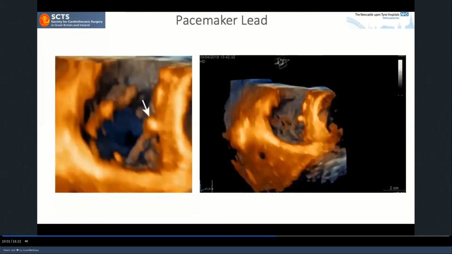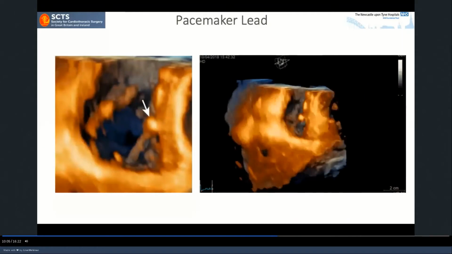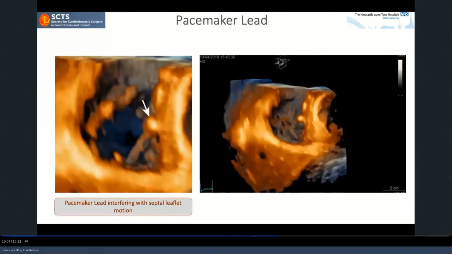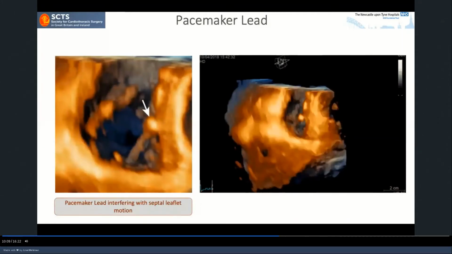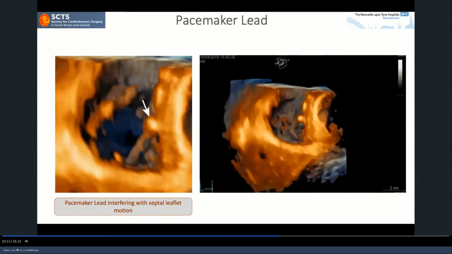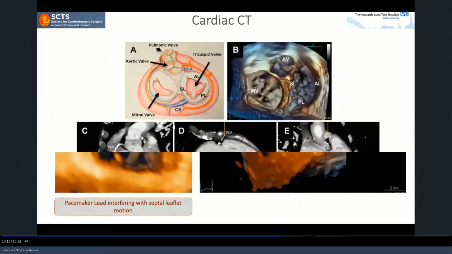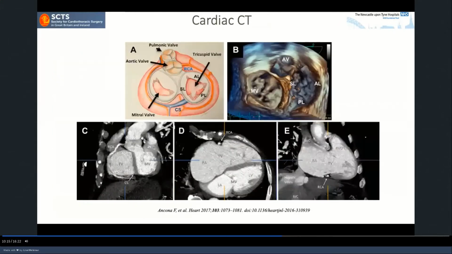Finally, more commonly also seen is a pacemaker lead crossing the tricuspid valve. And here you can see a patient where the lead is interfering with the septal leaflet motion of the tricuspid valve. So clearly, 3D echocardiography has provided the imaging expertise that a surgeon would require.